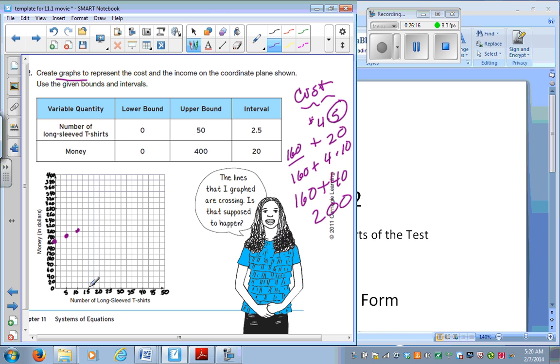I'm going to go ahead and hopefully you did that. So 15 t-shirts would cost me 220. 20 t-shirts would cost me 240. Oh, it's not right there. See, 20 t-shirts would cost me 240. 250 or 25.